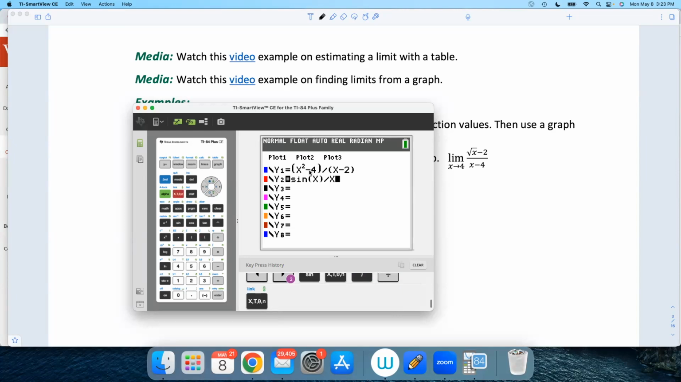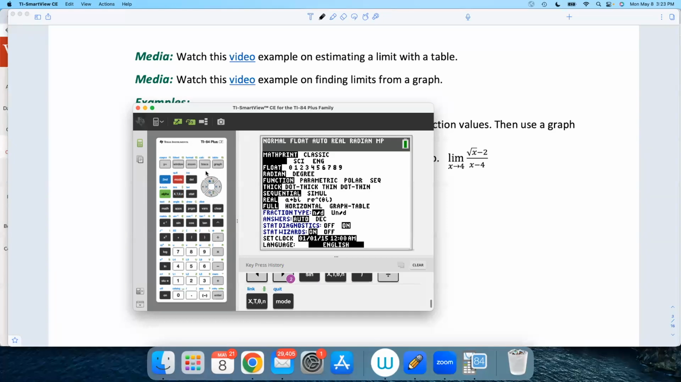I want to make sure I'm in radian mode here. Anytime, we're always in radian mode. Let me just say that. All semester long, radians are the natural unit of the universe. You're always in radian mode. So let me check my mode here. I'm in radian mode.